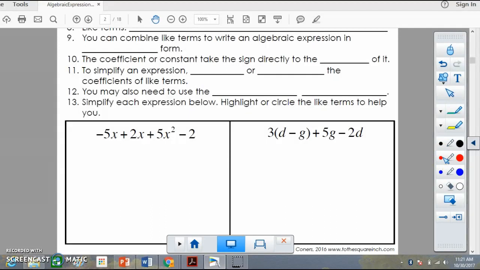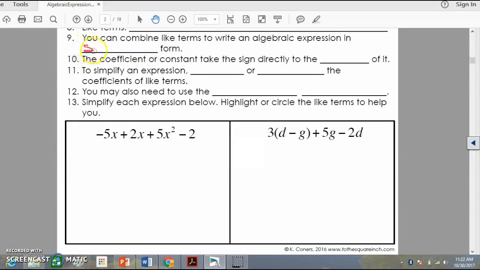So we're back to number 9. It says you can combine like terms to write an algebraic expression in simplest form. Simplest form. When we talk about simplest form, it basically means this: make it simpler. Simplest form. We want things to look easier. So when we simplify it, we make either the variables smaller or the coefficients smaller.